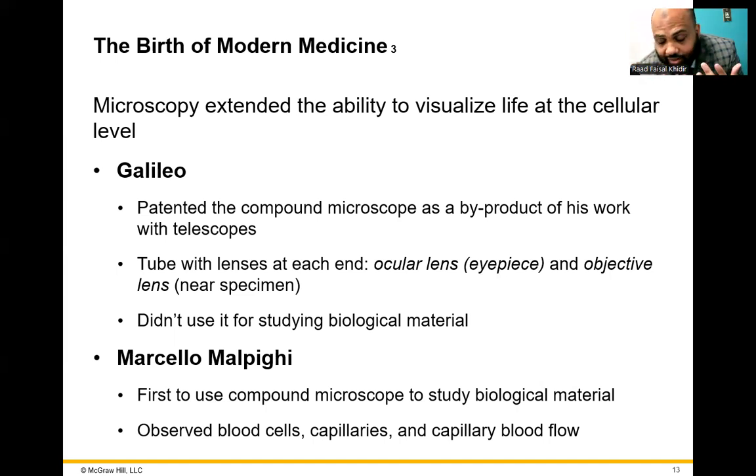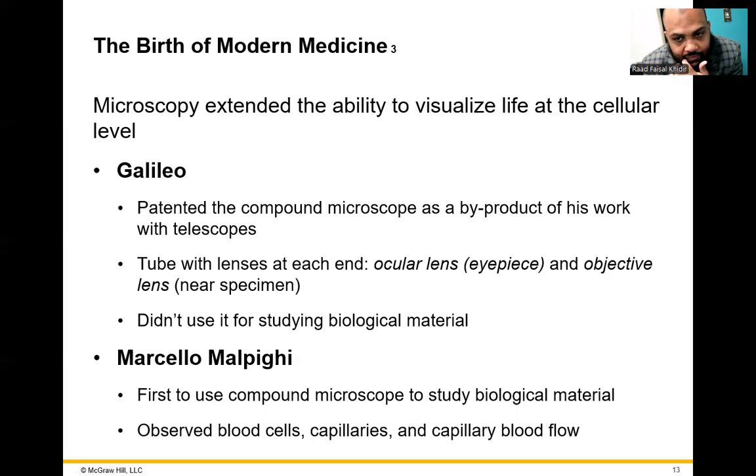So they made just like a telescope, but now it's a microscope. So we're not trying to see things that are far, we're trying to see things that are really small. But we use the same idea, which is an objective lens and an ocular lens.